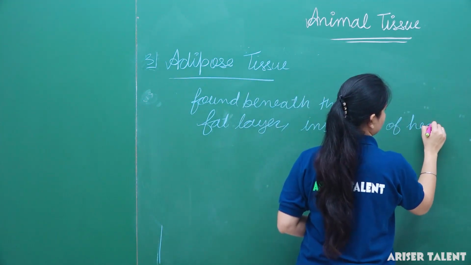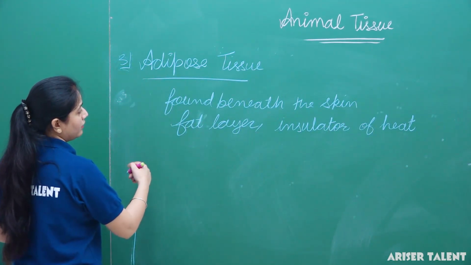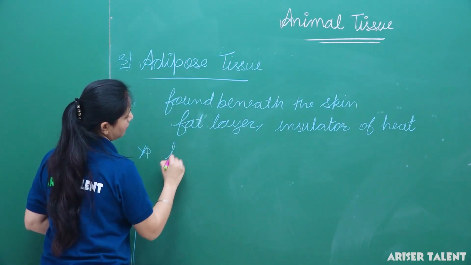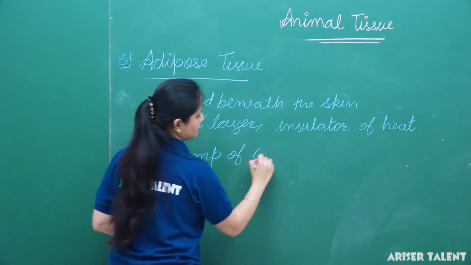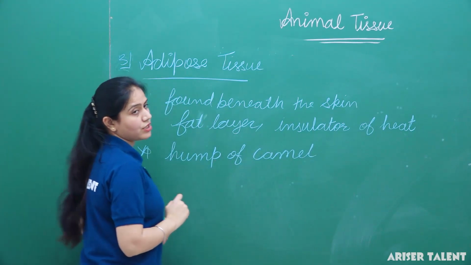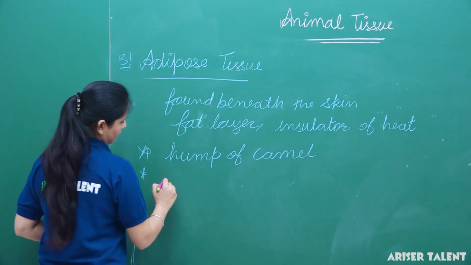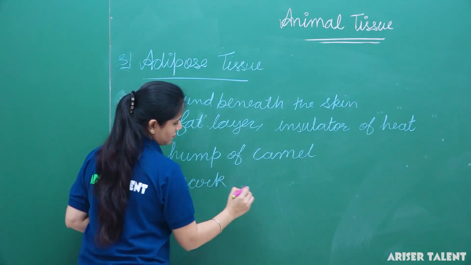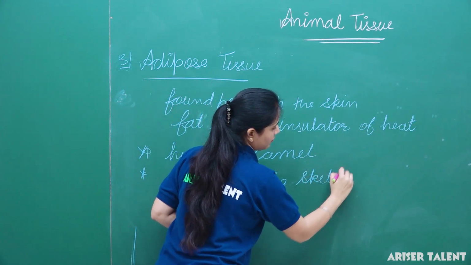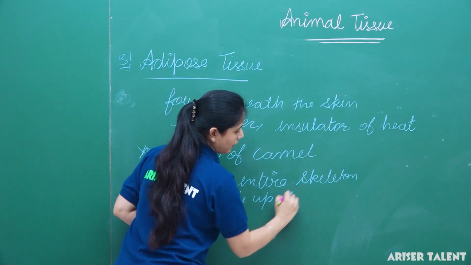It means it doesn't allow the heat to go out, and it is found in the hump of the camel. And in the shark, the entire skeleton is made up of this adipose tissue.